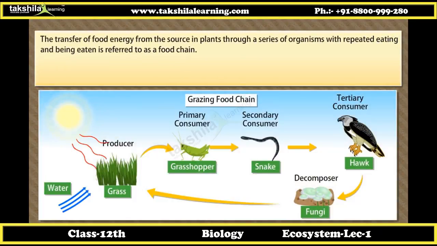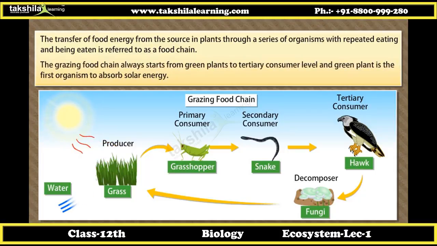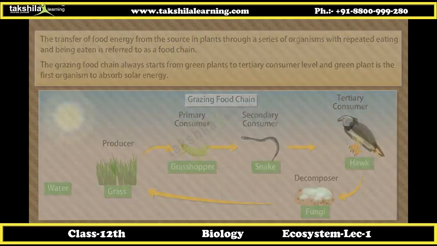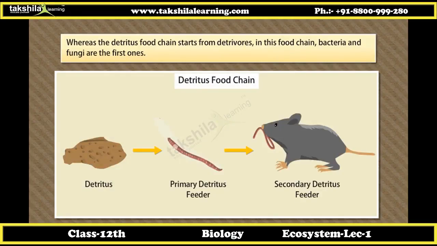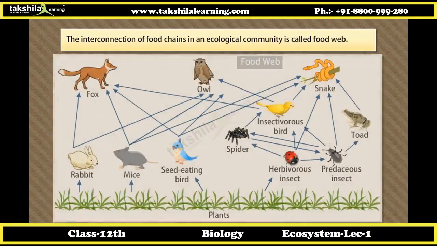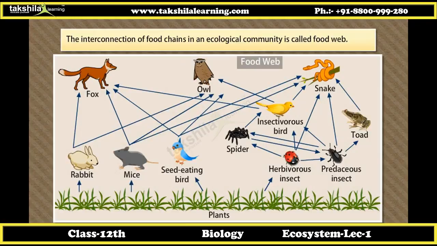The transfer of food energy from the source in plants through a series of organisms with repeated eating and being eaten is referred to as food chain. The grazing food chain always starts from green plants to tertiary consumer level, and green plant is the first organism to absorb solar energy. Whereas the detritus food chain starts from detritivores, in which bacteria and fungi are the first ones. The interconnection of food chains in an ecological community is called food web.